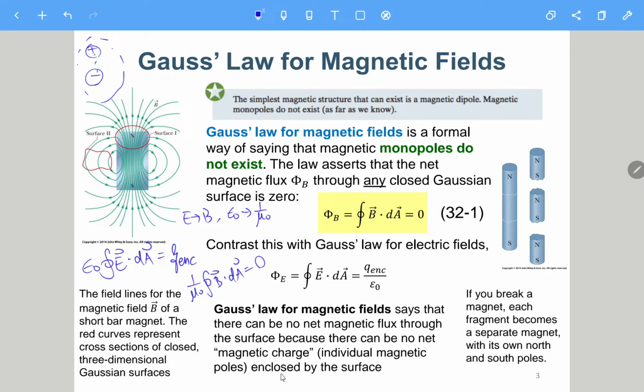So individual magnetic poles are enclosed by the surface. So this is actually the fourth law of the Maxwell equations. And we don't need to talk too much about it because you have already learned how to use the Gauss law for the electric field. The usage for this one is similar and even easier because we only have a 0 on the right side. So you only need to deal with the integration on the left side. But you already know how to do that.